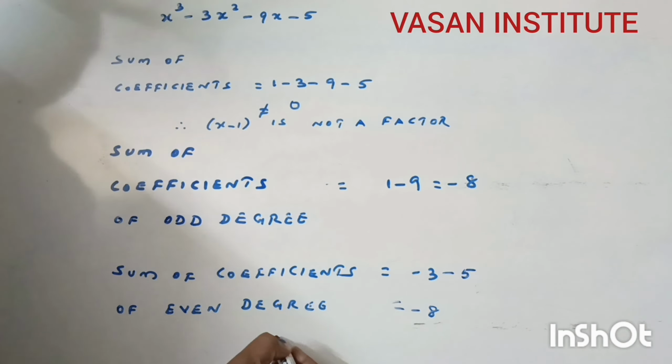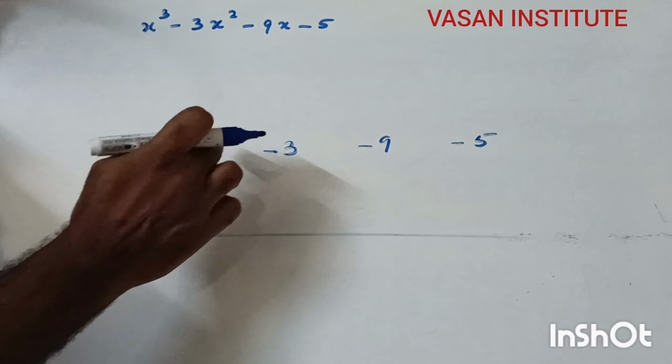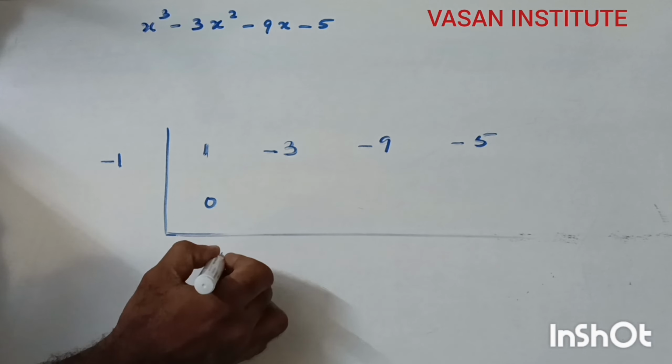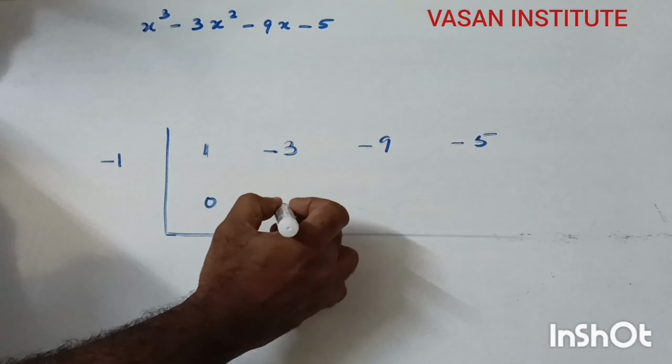Always put 0 in the first place. 1 plus 0, 1. 1 into minus 1, minus 1. Minus 3 and minus 1 give minus 4. Minus 4 into minus 1, that is plus 4. Minus 9 plus 4, that is minus 5. Minus into minus is plus, 5 ones are 5. So here the numbers are equal but the sign is opposite, so always you will get 0 here.